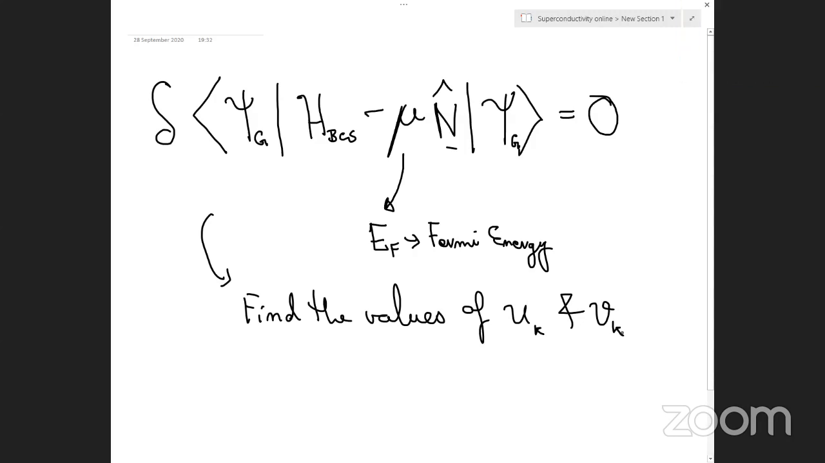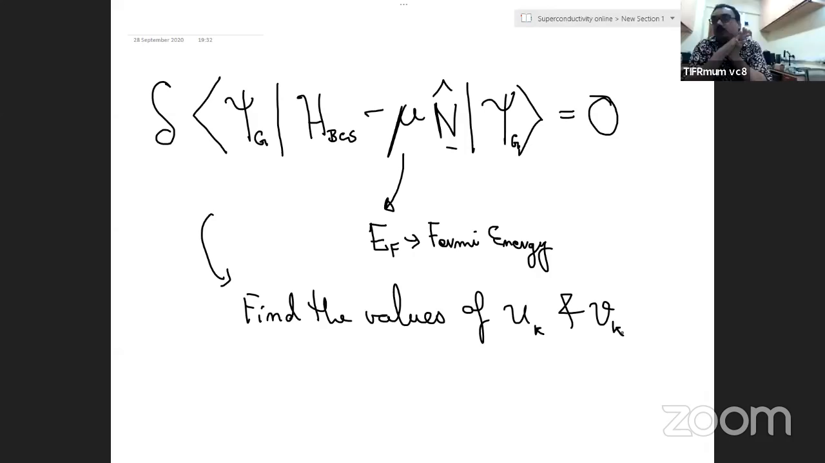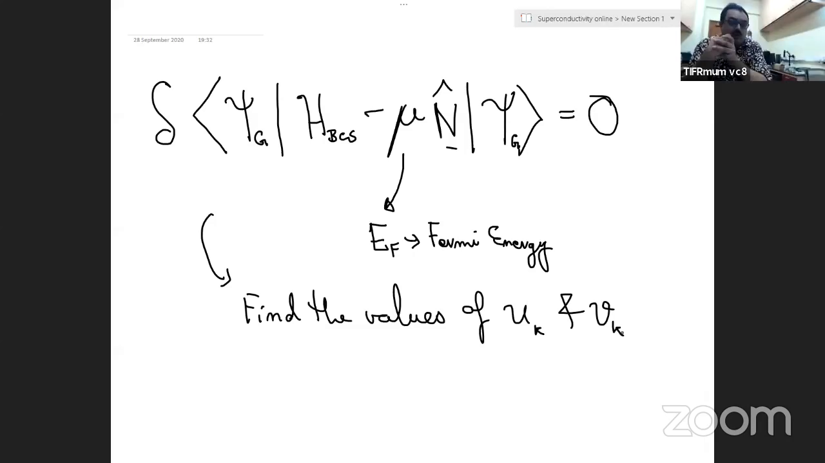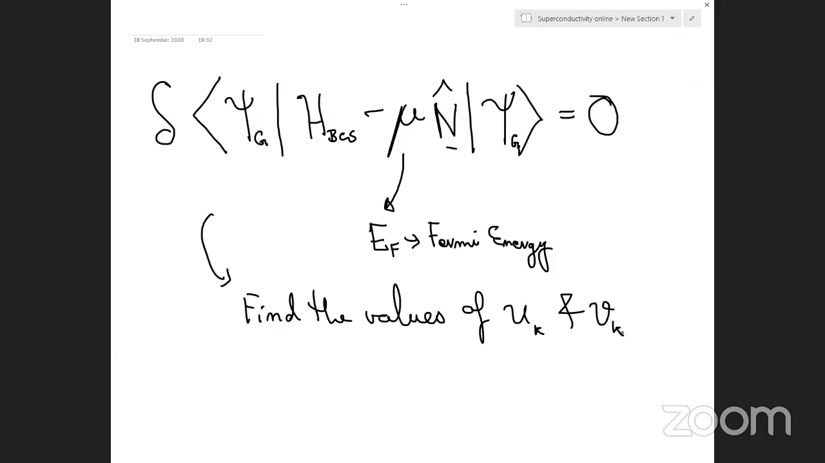Could you please explain again why the center of mass momentum q is taken to be 0? Center of mass momentum is taken to be 0 because you don't have a current flowing. Consider a metal with no current flowing. For every electron with a momentum k, you have an electron with a momentum minus k. So the average momentum of the electrons will be 0.